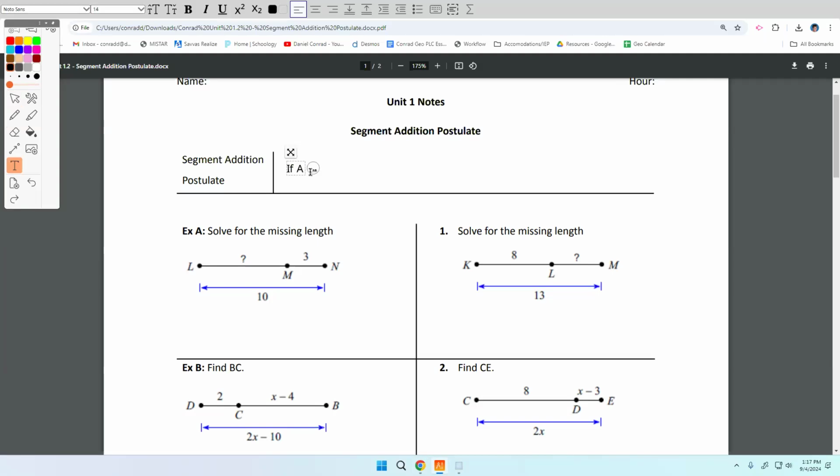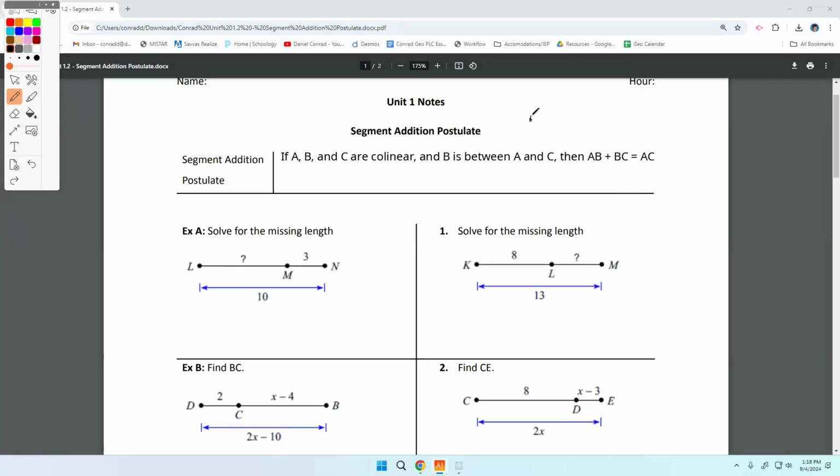So if A, B, and C are collinear, meaning on the same line, and B is between A and C, then we conclude that AB plus BC is going to equal AC. The distance from A to B plus the distance from B to C is going to equal the distance from A to C. So what that looks like, if we draw it out, we have three points.